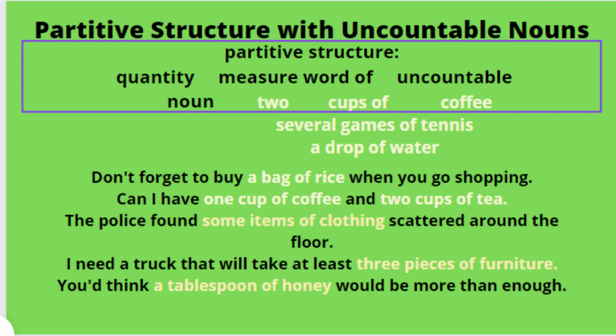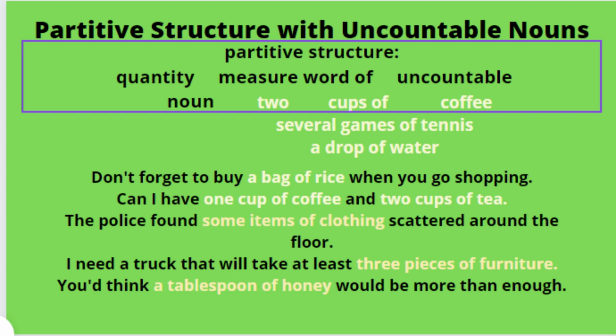Two cups of coffee. Here two is the quantity, cups of is the measure word, and coffee is an uncountable noun. Now the second one: several is the quantity, games of is the measure word, and then tennis is the uncountable noun. Again, a drop of water: a is the quantity, drop of is the measure word, and water is an uncountable noun.